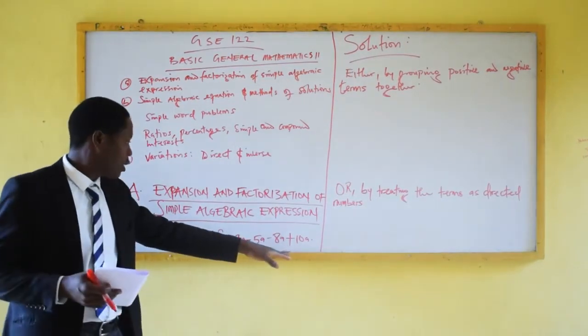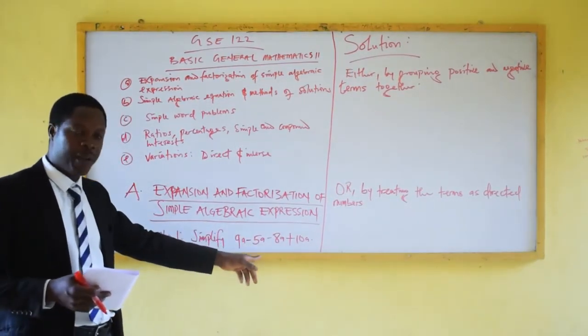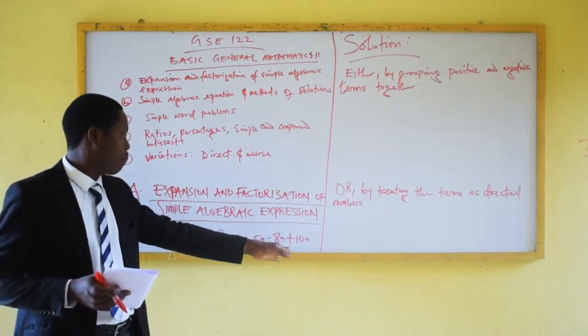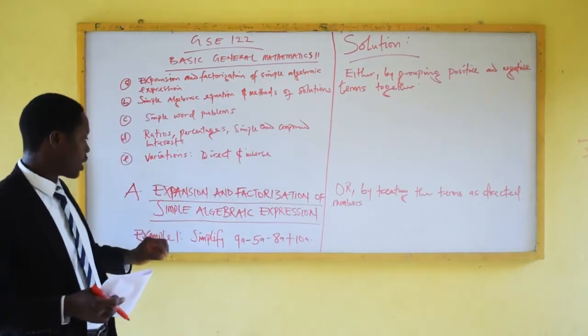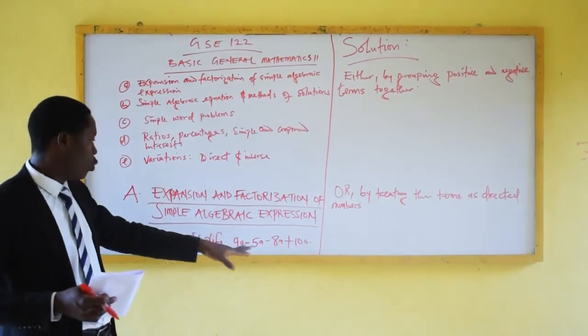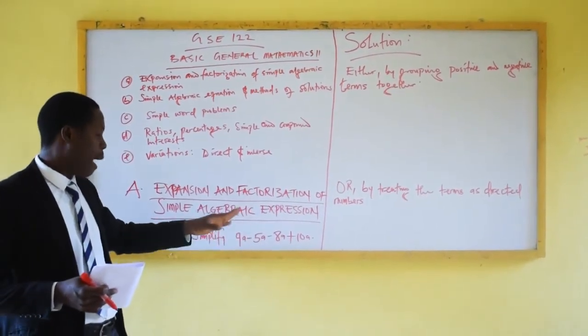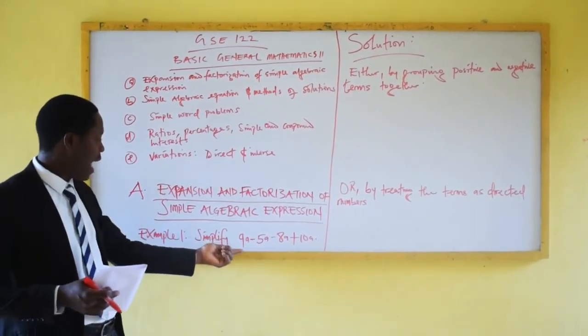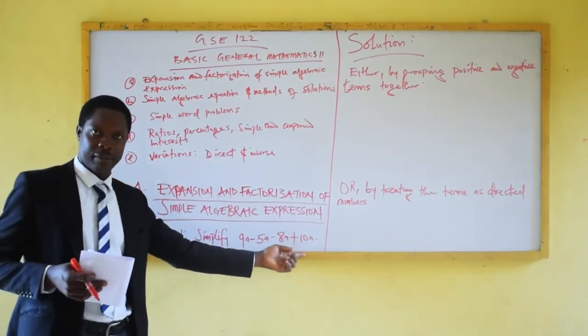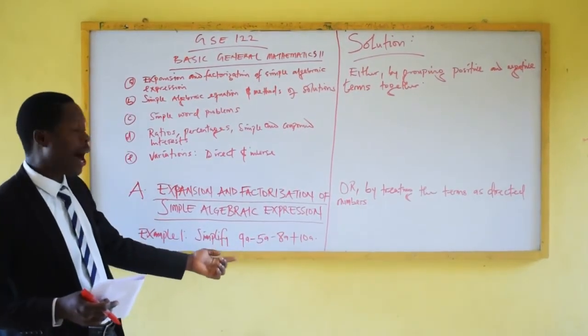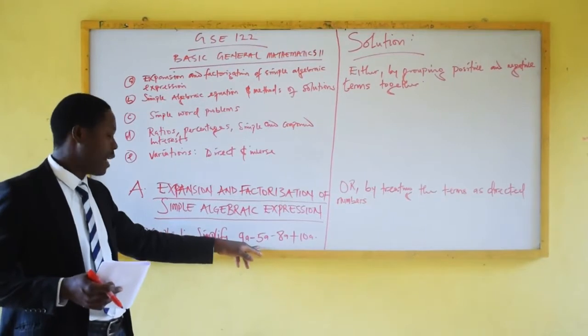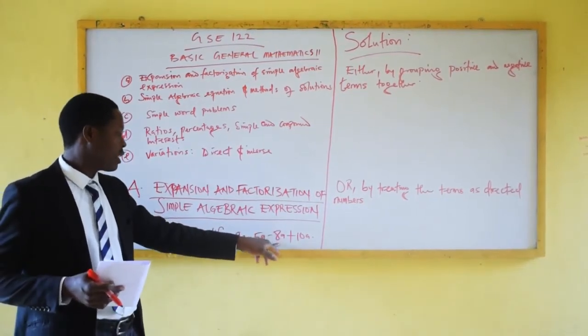Looking at this number here, 9a minus 5a minus 8a plus 10a. Now, you can discover that 2 of these values are positive. That is the 9a and the 10a. And then 2 others are also negative. That is the minus 5a and minus 8a.